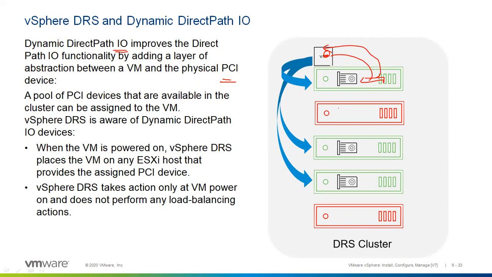So if any host does not have the same family of PCI card, like you can see here there is no PCI card available, here there is no PCI card available, your DRS will not allow moving that VM to that particular host. Only the rest of the hosts which have similar kinds of devices available, the VMs will be allowed to move there only. All right.